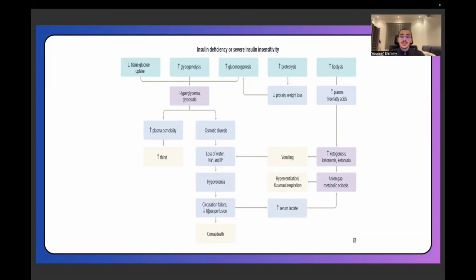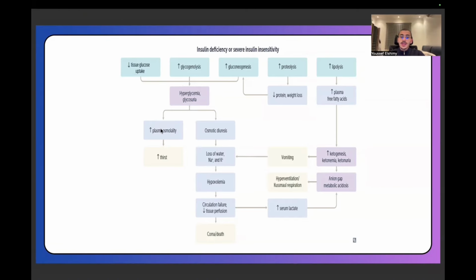Hypovolemia could be severe. If it's severe, it could even cause circulation failure. It could cause shock. The body is not able to perfuse the tissue. So this would lead to decreased tissue perfusion, and as a fatal consequence, it would lead to coma or even death.